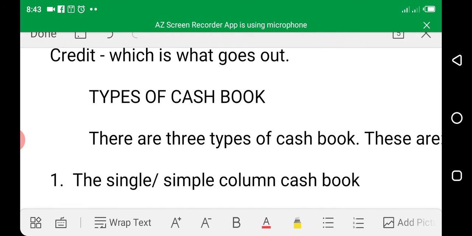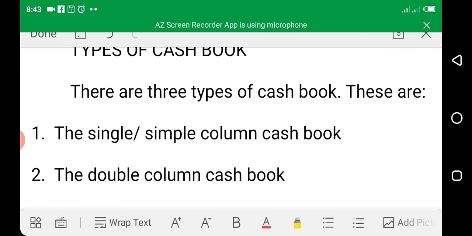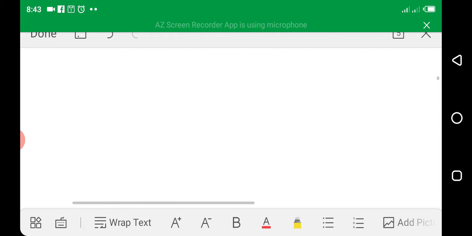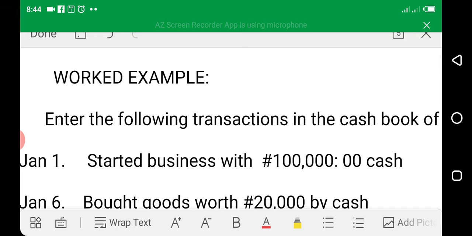Let's look at the types. There are 3 types of cash book. We have single or simple column cash book, we have double column cash book, and we have 3 column cash book. Let's look at the example.